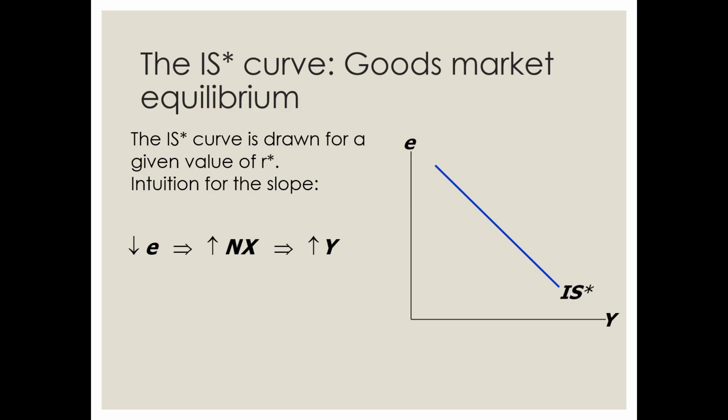The IS curve, goods market equilibrium. The IS curve is plotted between the exchange rate and output, and it's downward sloping, which shows an inverse relationship between the exchange rate and output. So when the exchange rate depreciates or falls, the net exports increase, due to which the output increases.